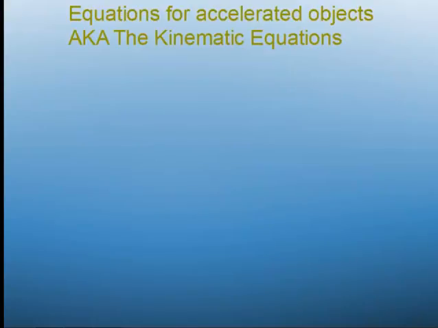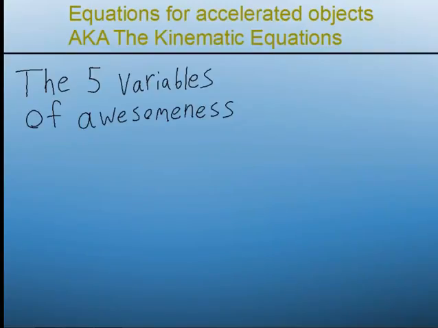So now that we know exactly what acceleration is, in this video we're going to talk about how to use acceleration to calculate where an object is actually going to end up after a given amount of time. But before I begin talking about what the equations actually are, we need to talk about what the variables are going to be that actually go into the equations. So I give you the 5 variables of awesomeness, and these will get you through the majority of early level physics problems.